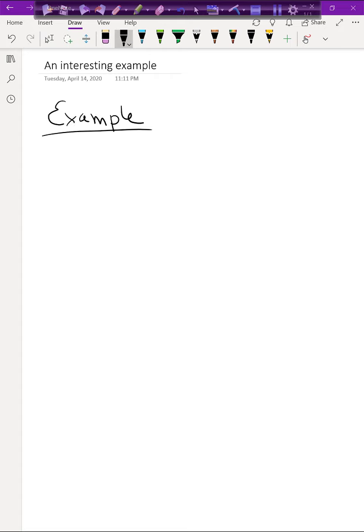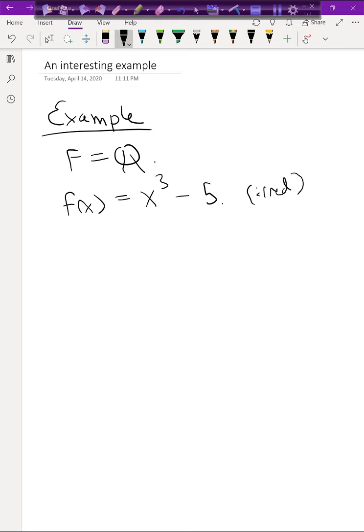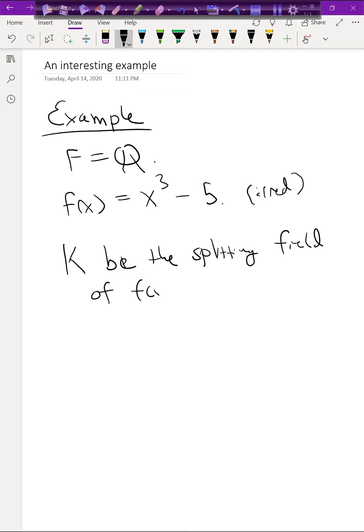I'm going to let F be Q. We always pretty much let F be Q. I'm going to let f(x) be, how about x cubed minus 5? That seems like a good polynomial. It's irreducible. And I'm going to let K be the splitting field of f(x) over Q.